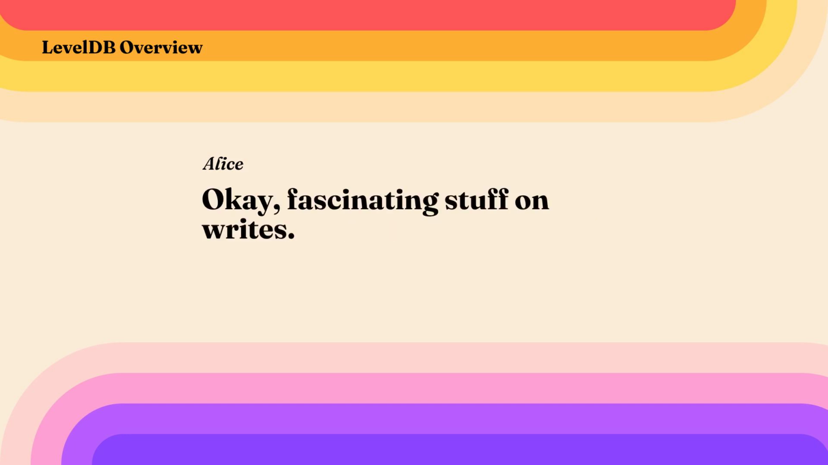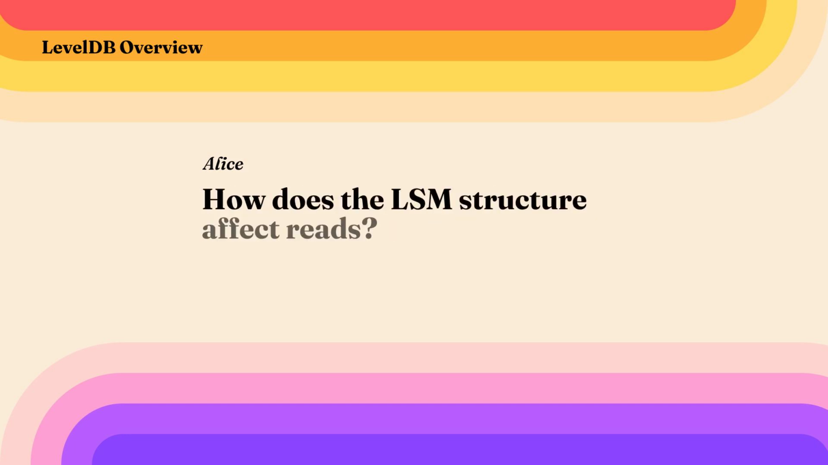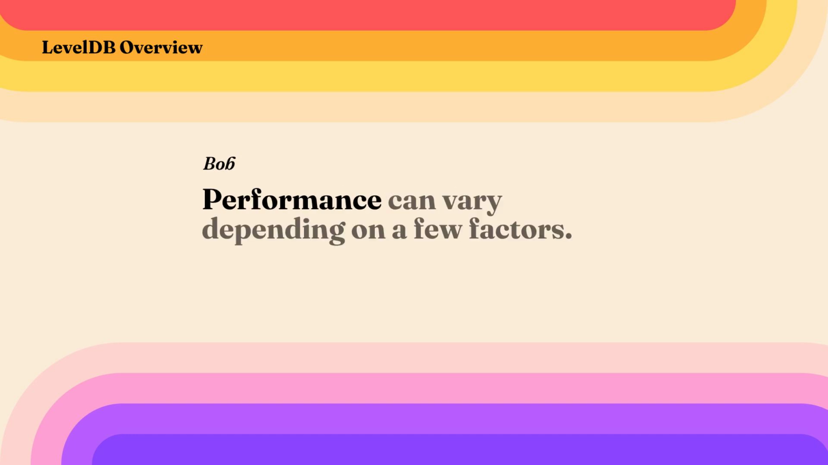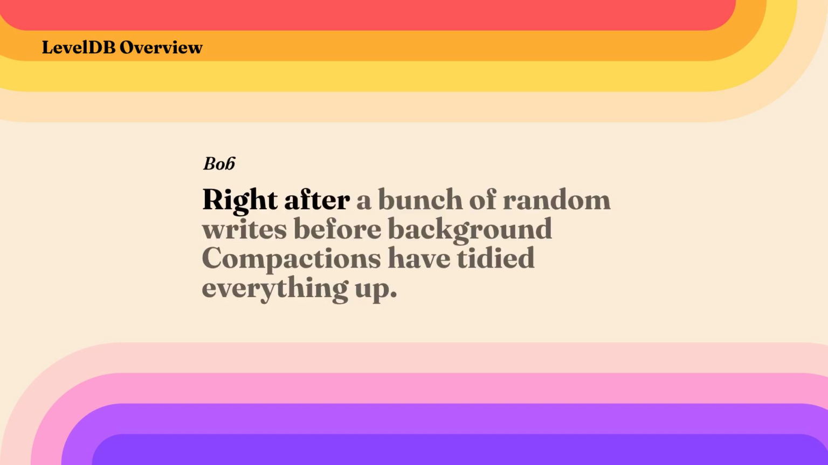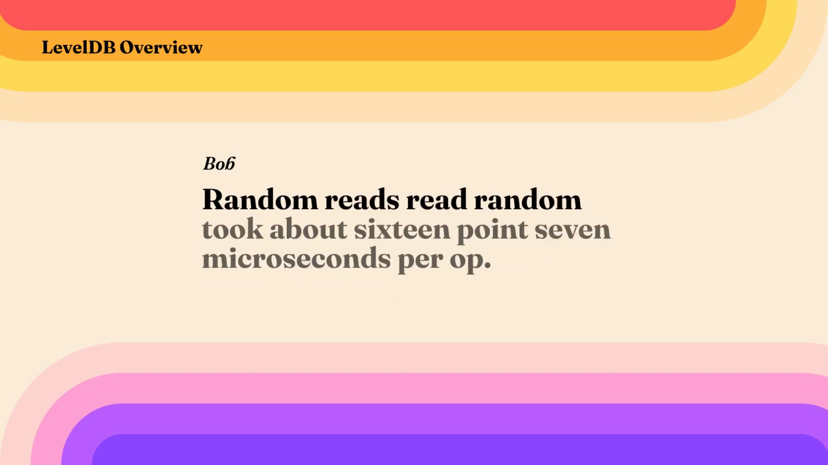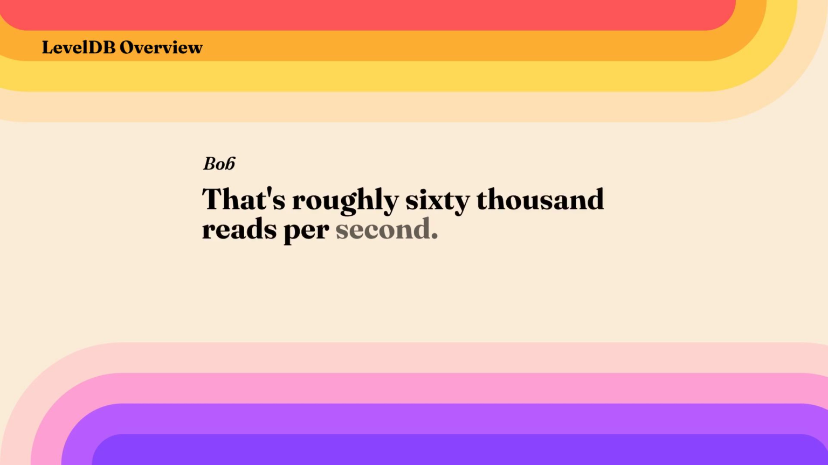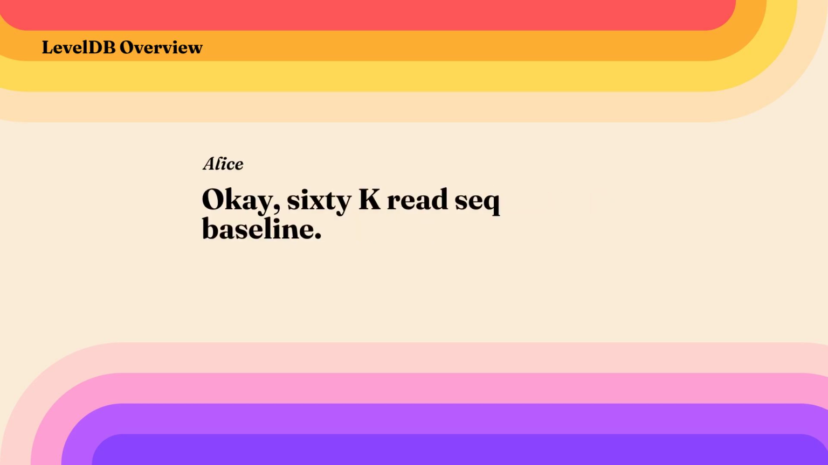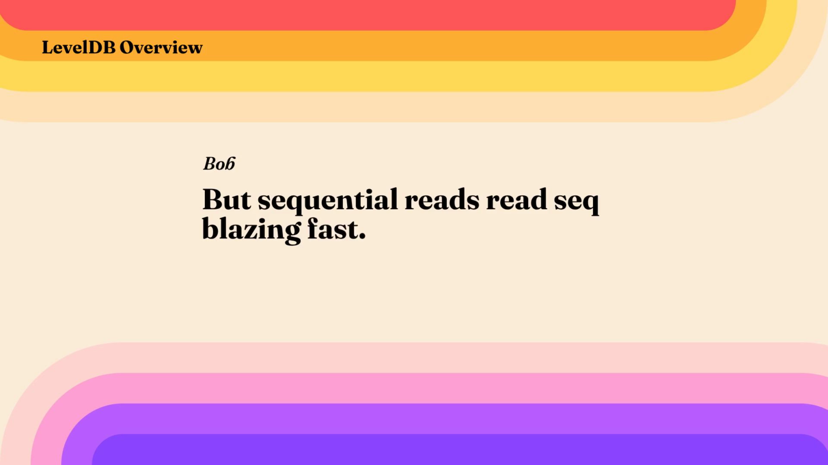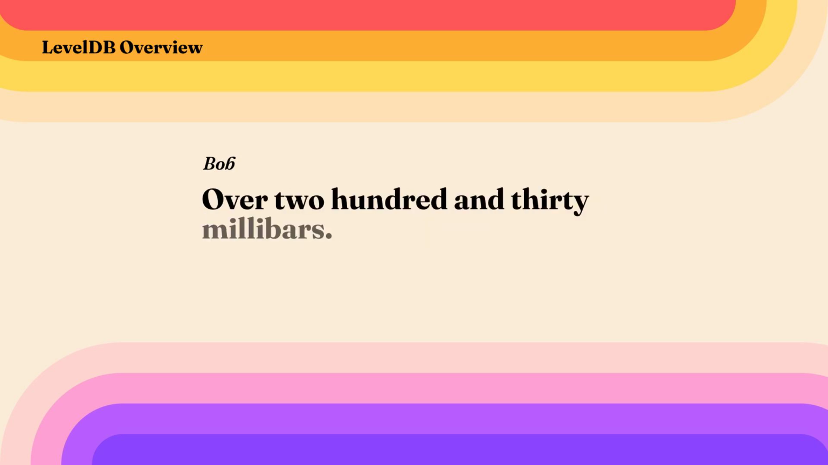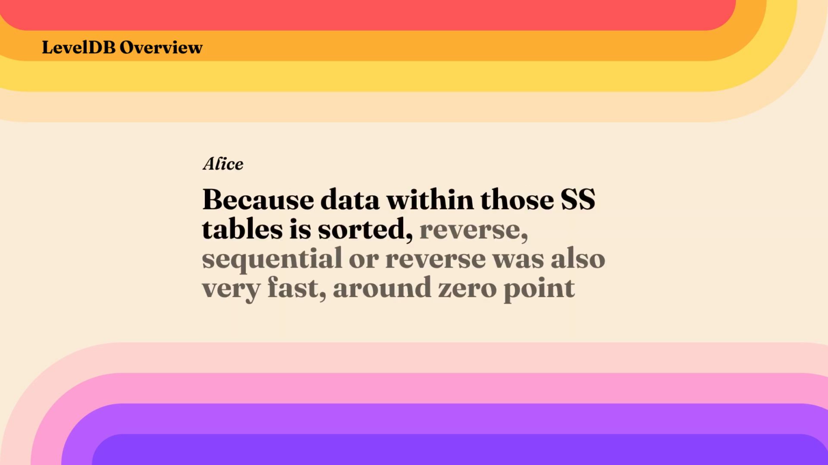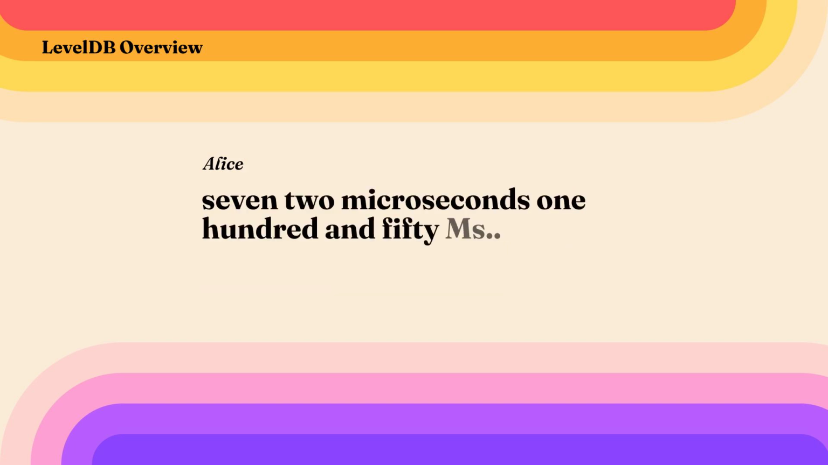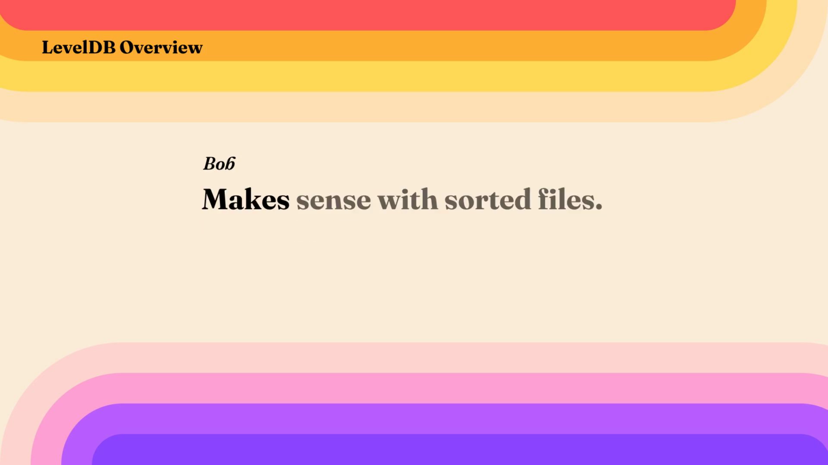Okay, fascinating stuff on writes. What about reading the data back? How does the LSM structure affect reads? Reads are interesting. Performance can vary depending on a few factors. Right after a bunch of random writes, before background compactions have tidied everything up, random reads, readrandom, took about 16.7 microseconds per op. That's roughly 60,000 reads per second. Okay, 60K reads/sec baseline. But sequential reads, readseq, blazing fast. Yeah, 0.48 microseconds per op, over 230 MB per second, because data within those SSTables is sorted. Reverse sequential, readreverse, was also very fast, around 0.72 microseconds, 150 MB per second. So sequential scans are super efficient. Makes sense with sorted files.